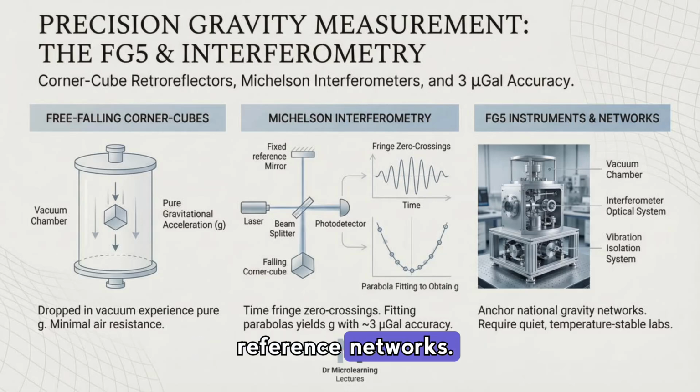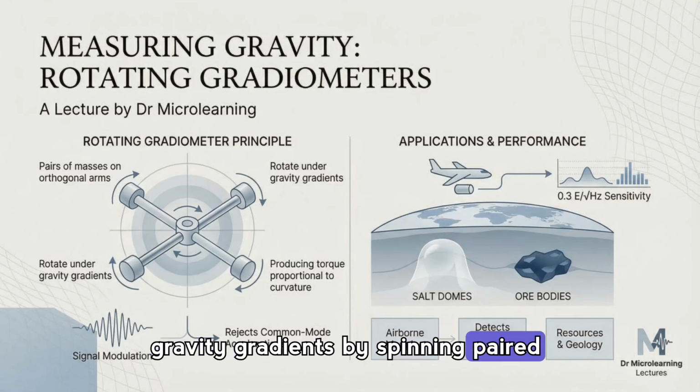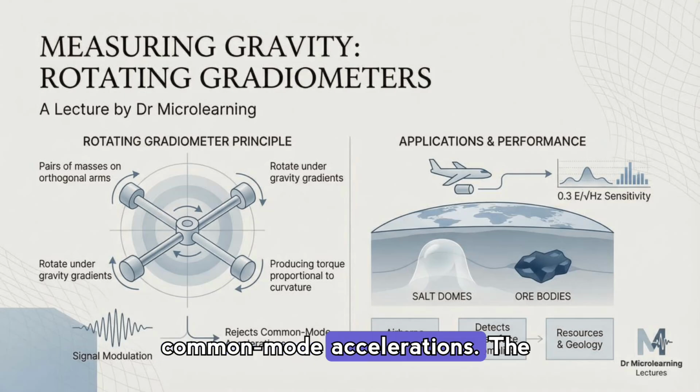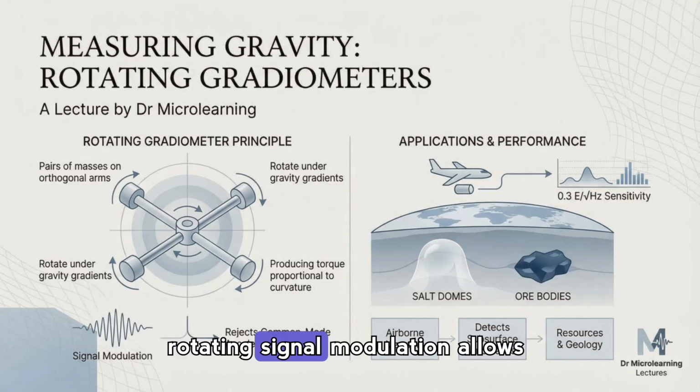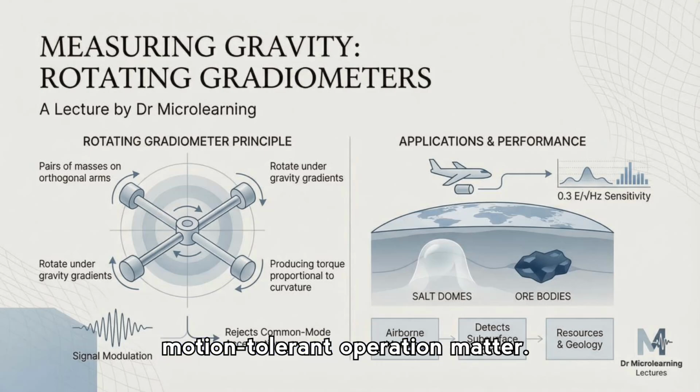for reference networks. Rotating gradiometers measure gravity gradients by spinning paired masses on orthogonal arms, producing torque proportional to curvature while rejecting common mode accelerations. The rotating signal modulation allows airborne mapping of salt domes and ore bodies, making these sensors ideal for detecting subsurface anomalies during surveys where spatial resolution and motion-tolerant operation matter.